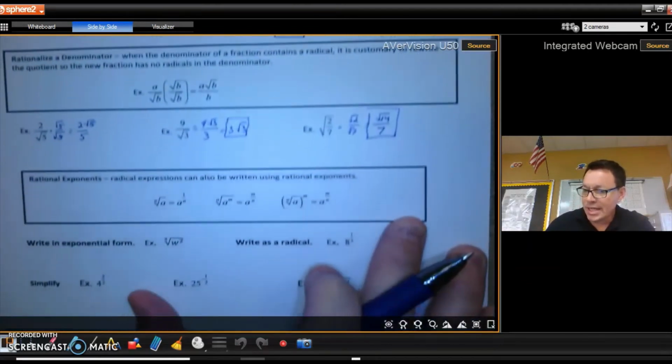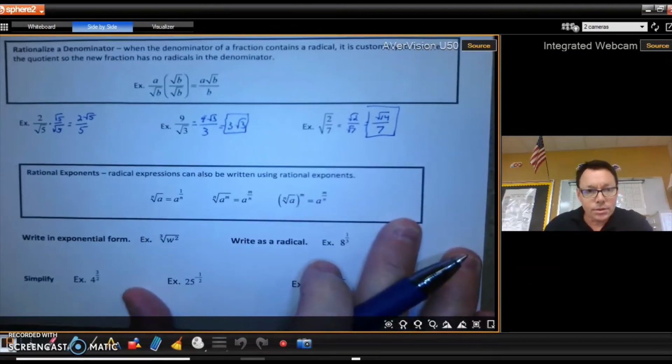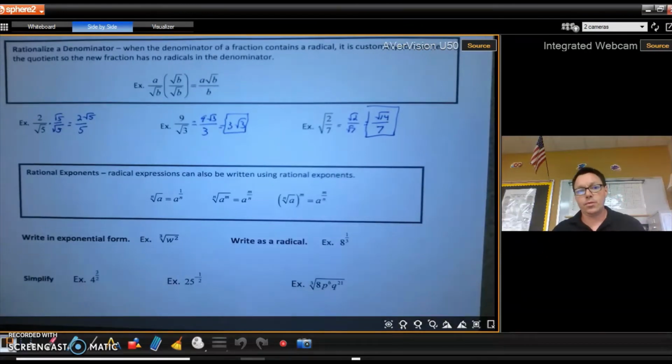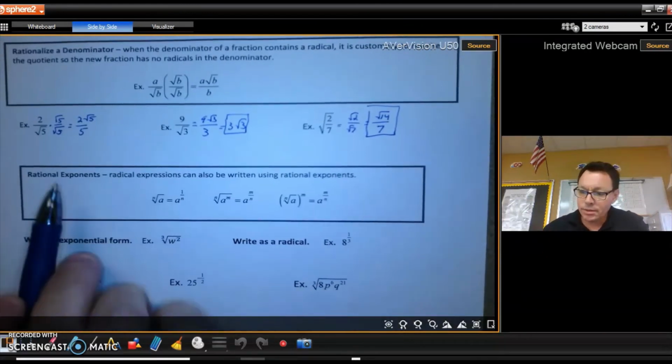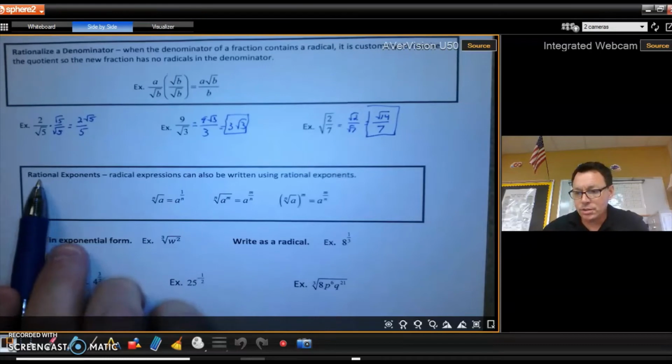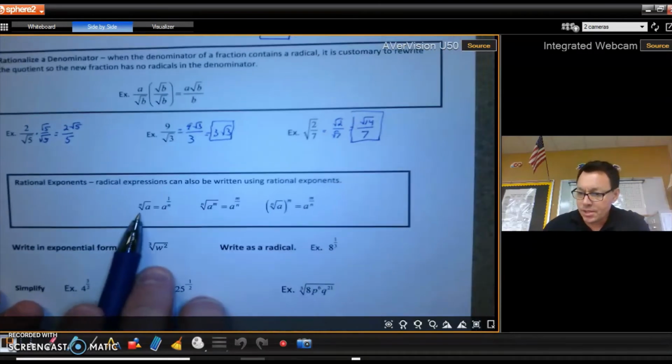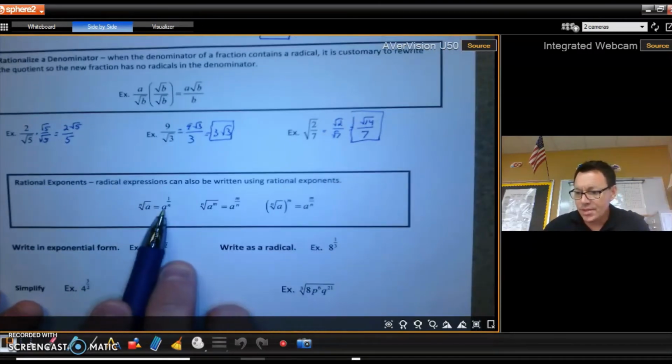All right, so next section. Radicals can also be written a different way. Radicals can be written using rational exponents. So remember, rational comes from the word ratio, which means a fraction. So this is an example of a radical, and this is an example of a rational exponent.